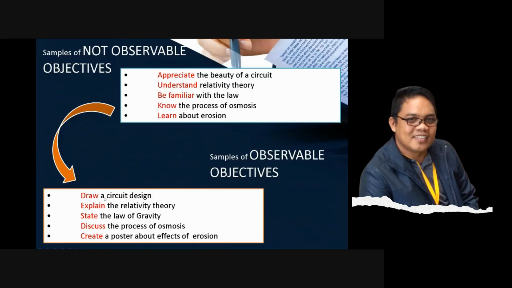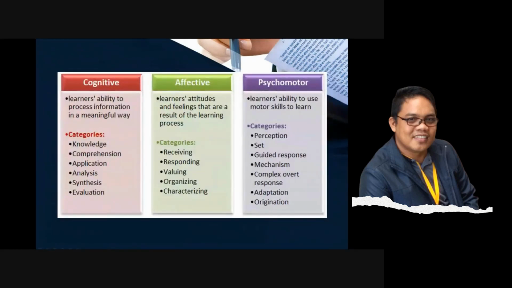Okay? Now, in making objectives, you have to consider this one: cognitive, affective, and psychomotor. Under cognitive, now, these categories are changed from this, kasi iba na ito.